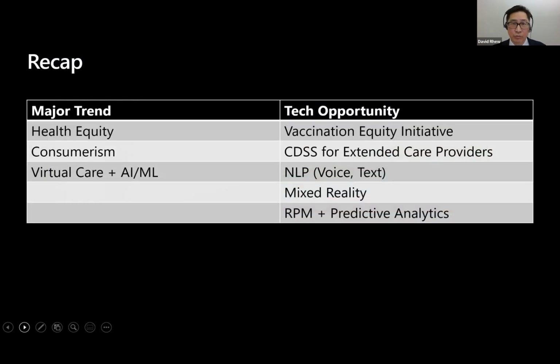So I've shared with you 3 major trends that are going on today: health equity, consumerism, and virtual care. With each one of them, there's an opportunity for technology to help us scale.